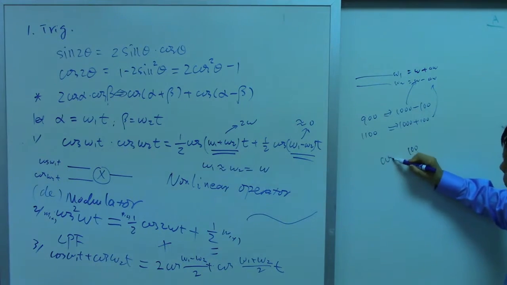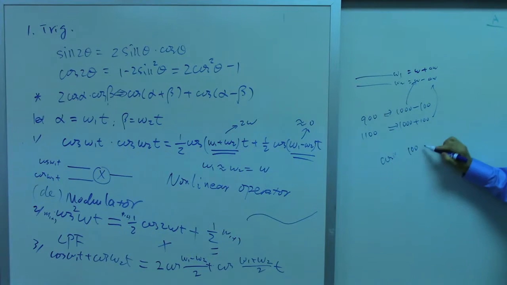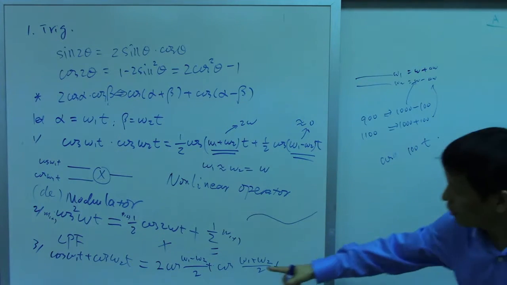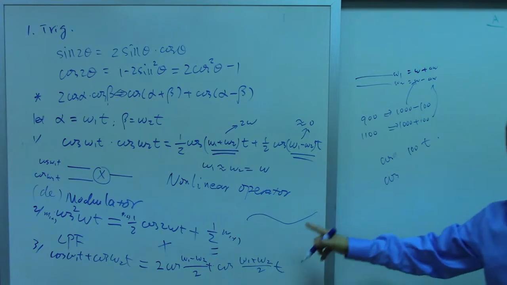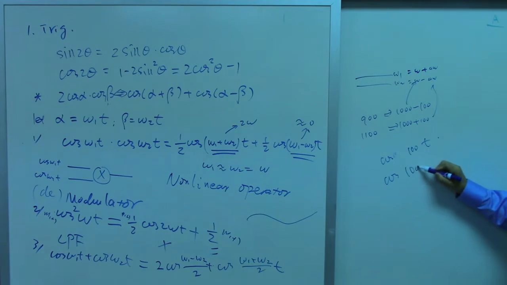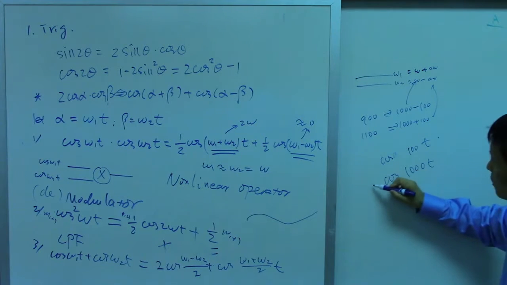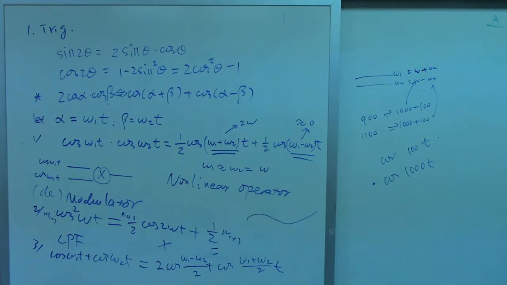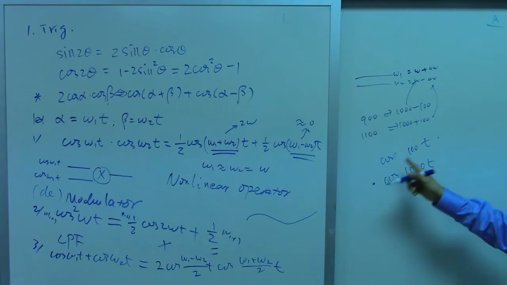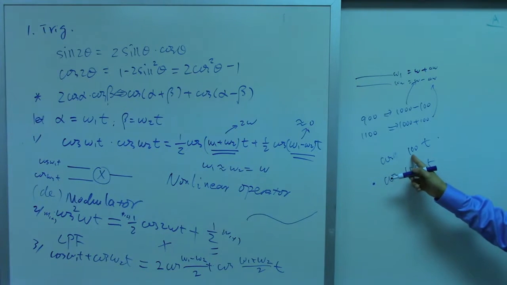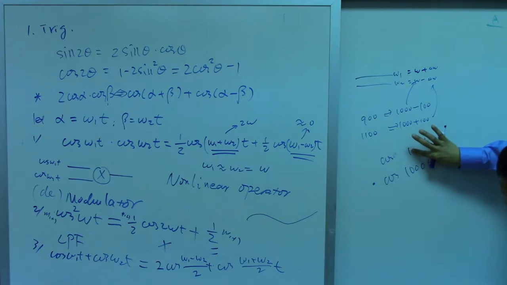So the first one is cosine omega, cosine 100t. The second part is multiplied by cosine of the sum divided by 2, so that equals 1000t. And these two signals multiply together. And we know this one is very small. This is just for explanation. In real life, this one may be even smaller.